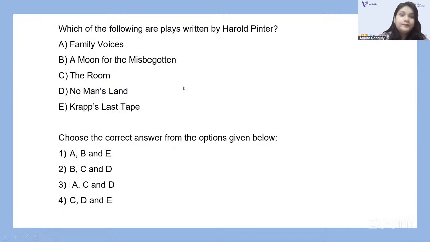Next. Which of the following plays are written by Harold Pinter? Family Voices, A Moon for the Misbegotten, The Room, No Man's Land, and Krapp's Last Tape. So A, B, E, or B, C, D, or A, C, D, or C, D, E. Which are the plays by Harold Pinter? Tell me.